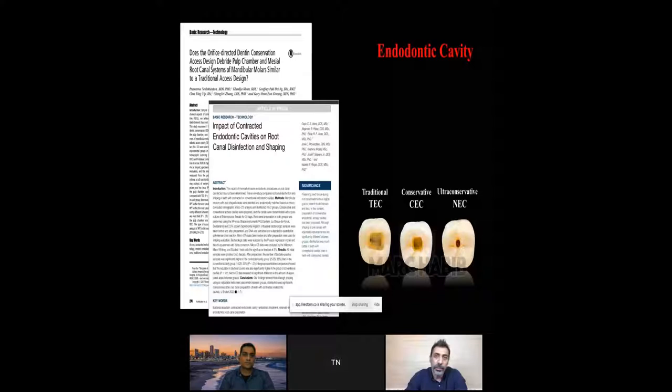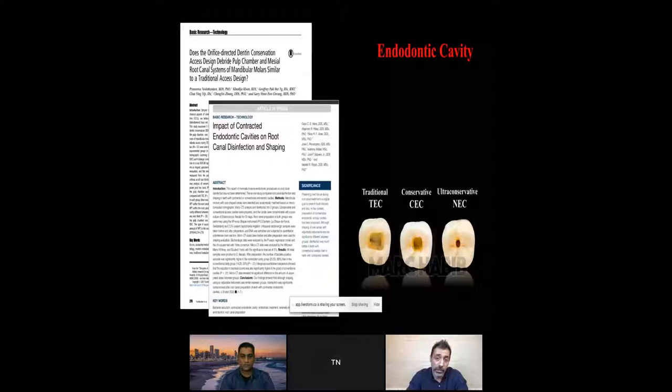To move to a selected access cavity, which would be either the conservative access cavity or the traditional. Me personally, I'm still at the traditional access cavity. In some clinical cases, where I know a lower molar has one root, one canal, I might go for a conservative access cavity. We like to call it a dynamic access cavity, and we have to follow the walls of the pulp chamber to locate our canals.